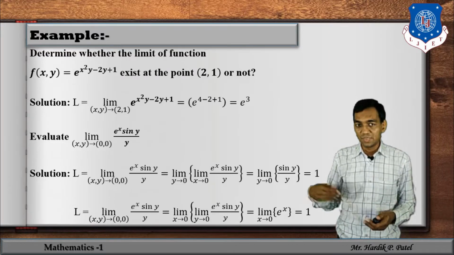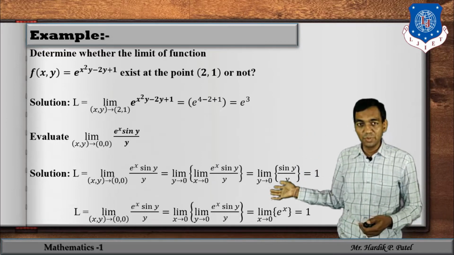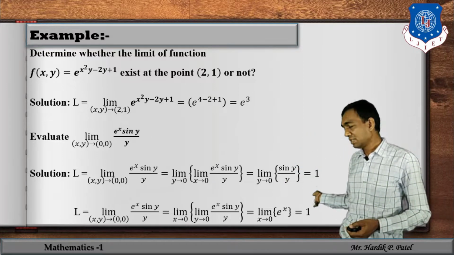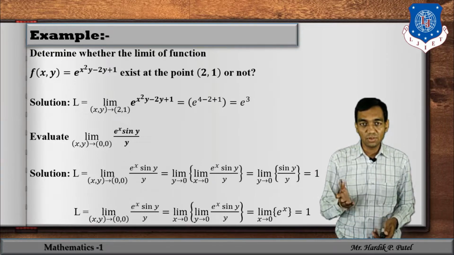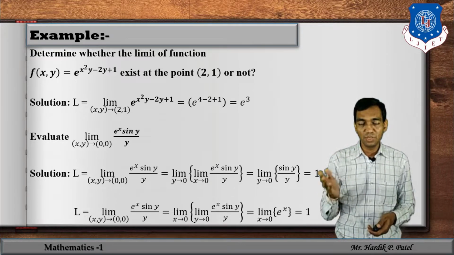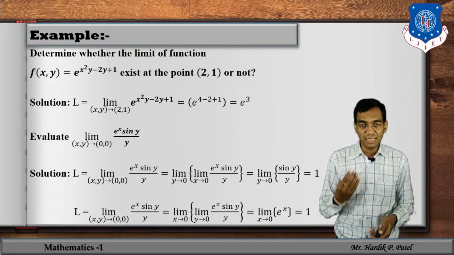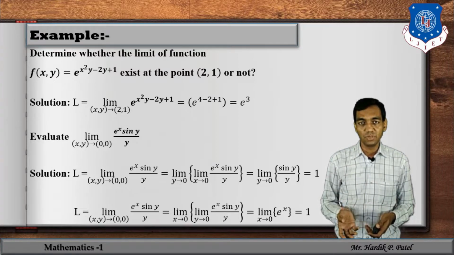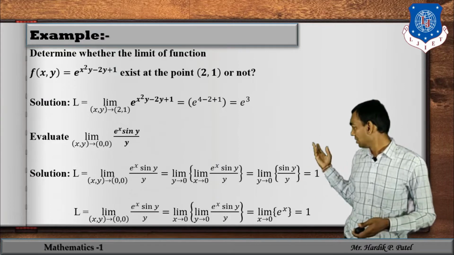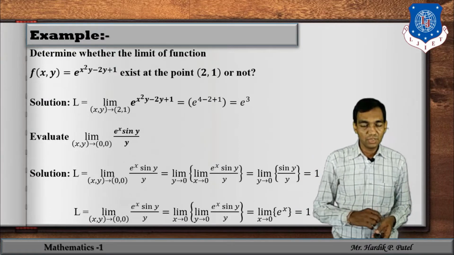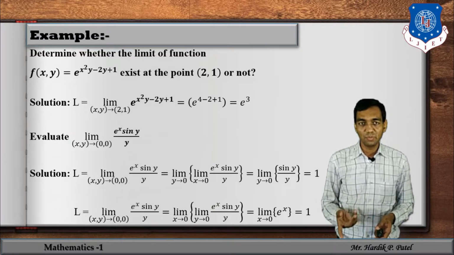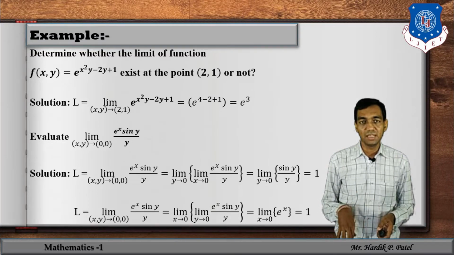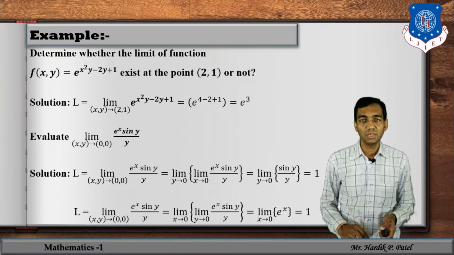In the same manner, secondly, if we are going to find the limit x tends to 0, limit y tends to 0, e raised to x sin y upon y, then e raised to x is constant with respect to the limit, so it will go outside of the limit, and sin y upon y has a value 1. Then you will have limit x tends to 0 e raised to x, and that has a value 1. So in both cases you have a limit 1, therefore the limit exists and it has a value 1. Okay.